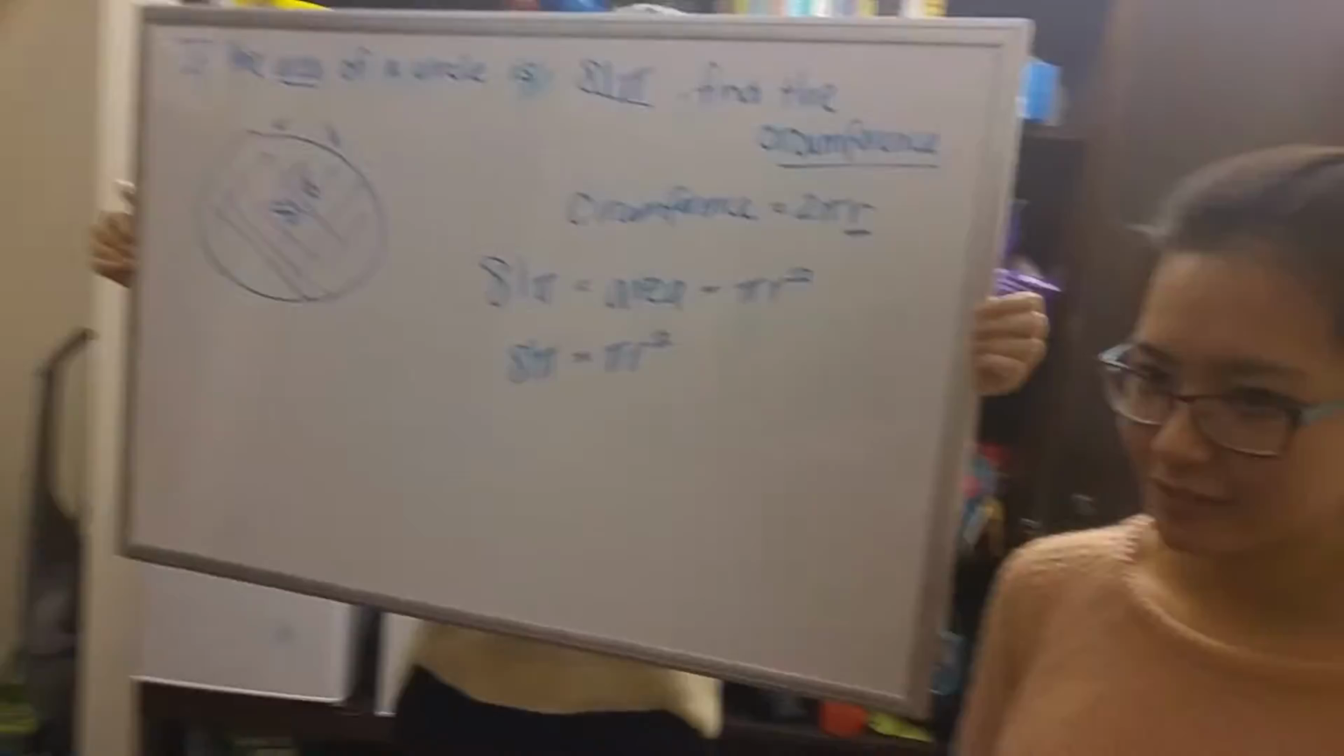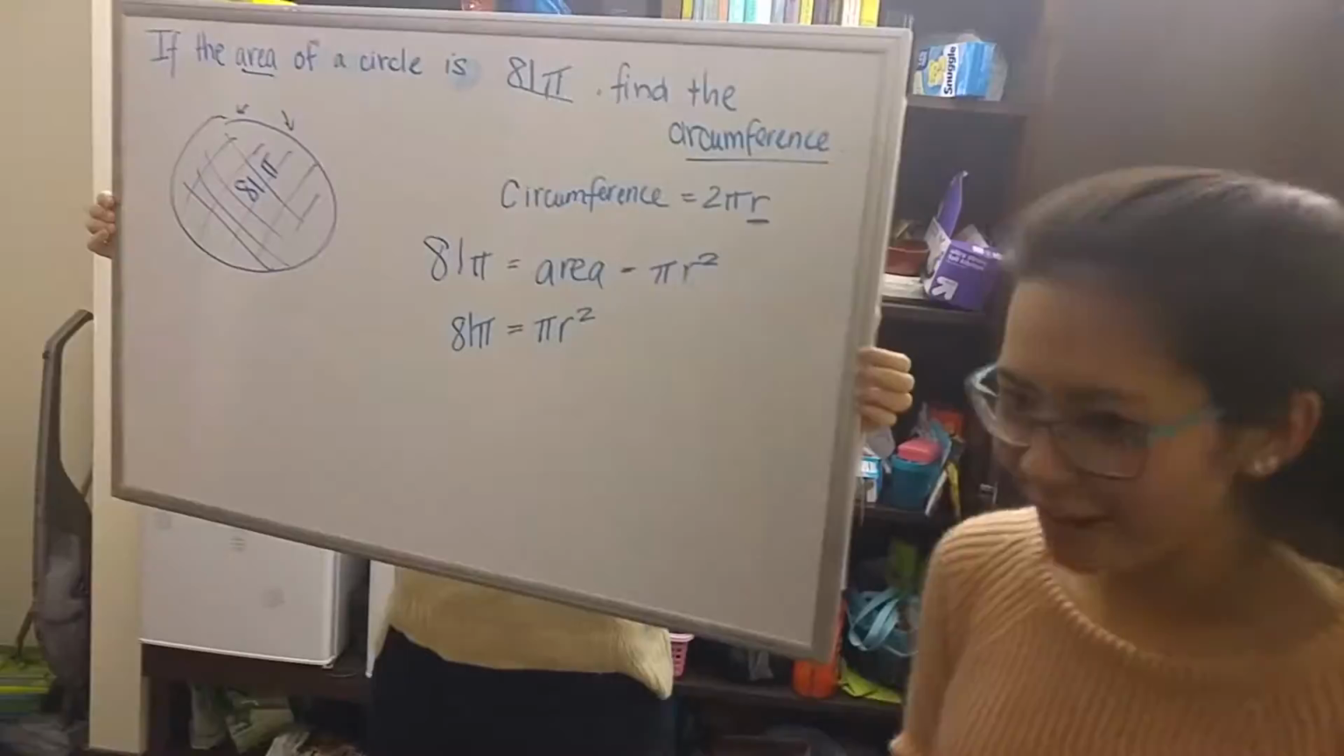So you just cancel out the pi, yeah, and then you take the square root of 81. Cancel the square. And then what you get. And then do you have it? I think it's 9. Okay. It's 9. Yeah, that's what I'm trying to have. Okay. All right. Do you guys all agree with your partners?